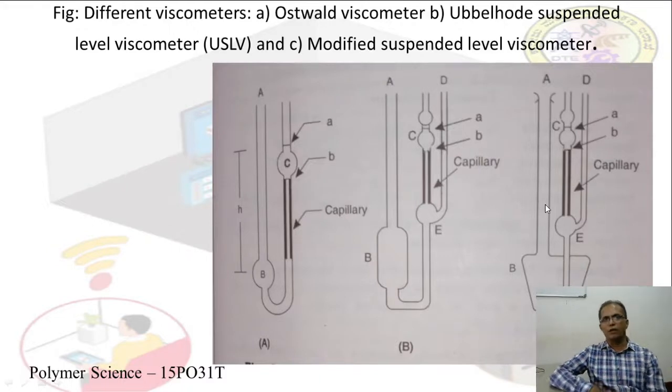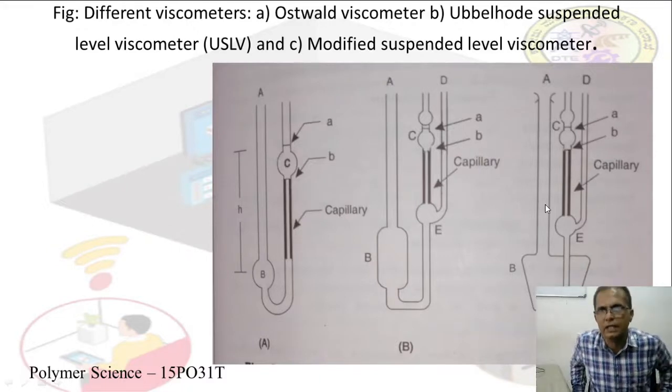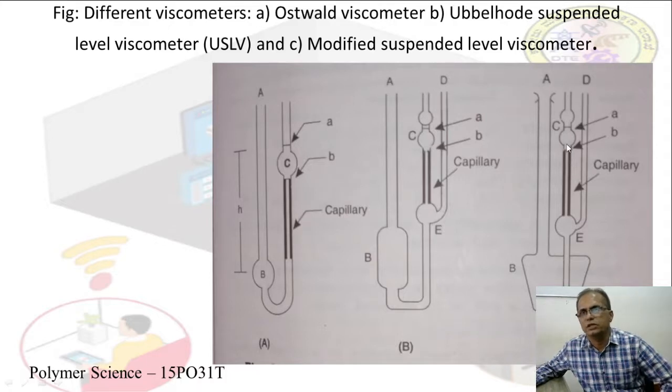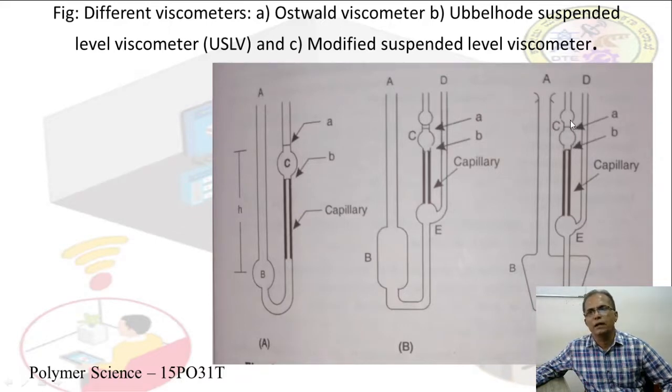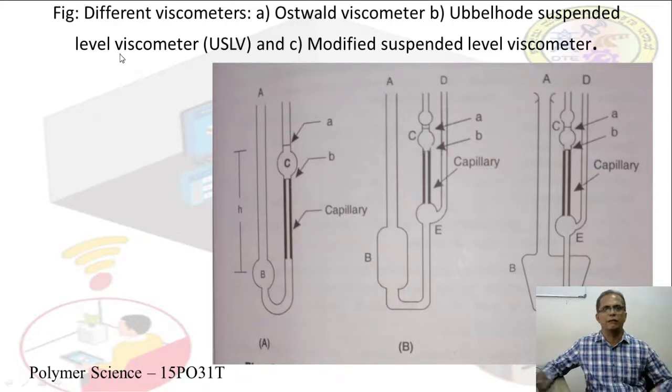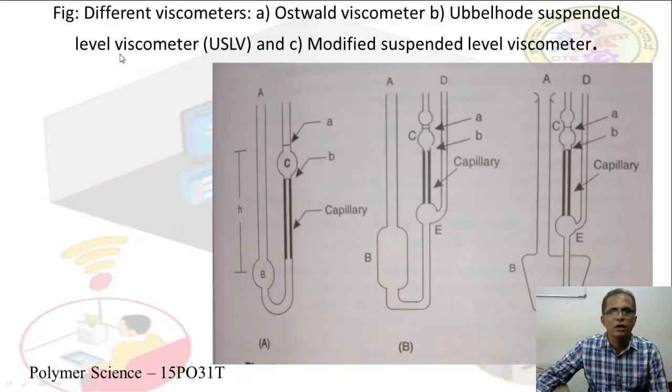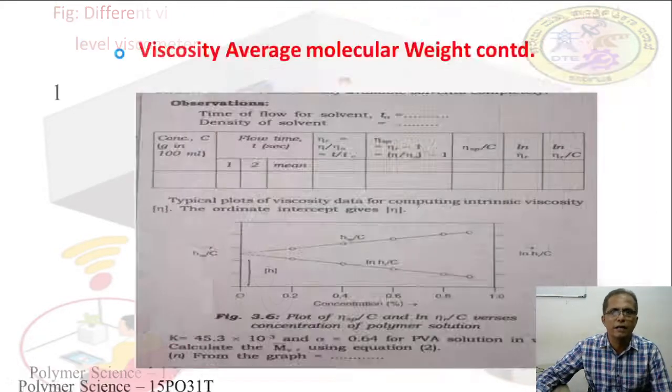And the third is a modified type of suspended level viscometer, in which there is an enlarged portion, marked here as B, and three bulbs are there. Marks are there above the bulb and below the middle bulb. There is a capillary tube in between the middle bulb and the lower bulb. So any of these three can be made use of for determination of the molecular weight by the viscometry method.